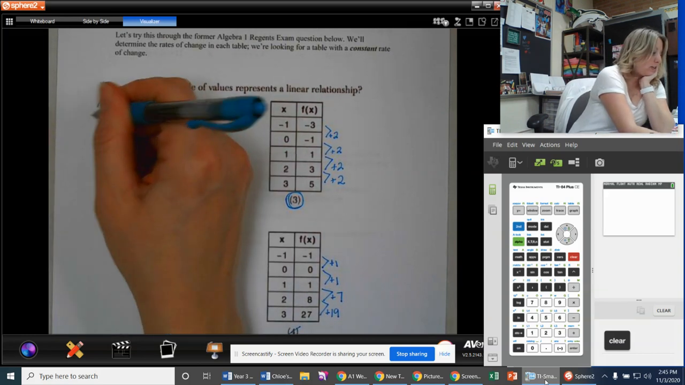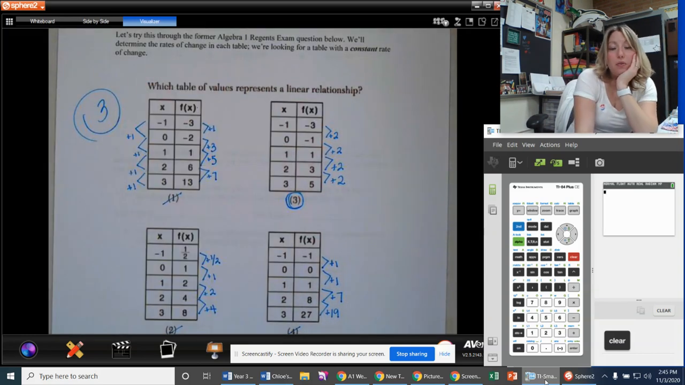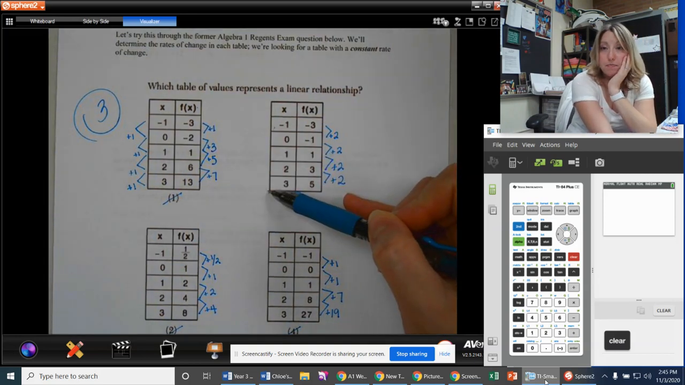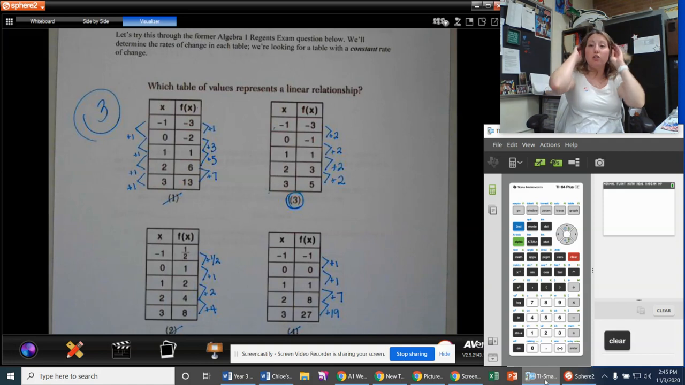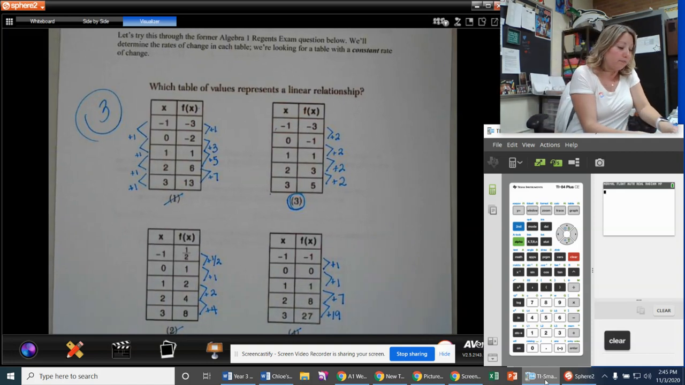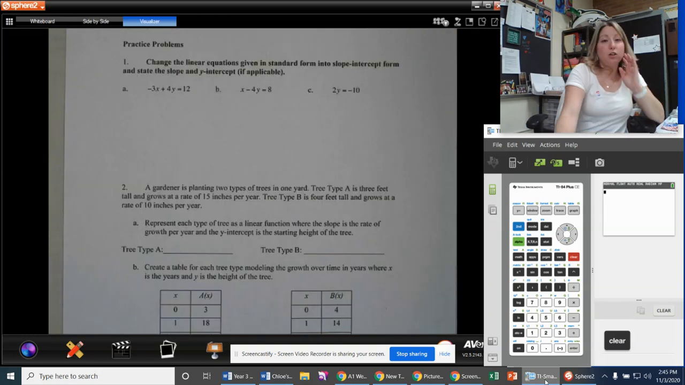So the correct choice here being 3, that's the one that has a linear function because there's a constant rate of change on both sides. Okay, both sides need a constant rate of change. Both your change in x and your change in y need to be constant. All right, what else are we looking for?